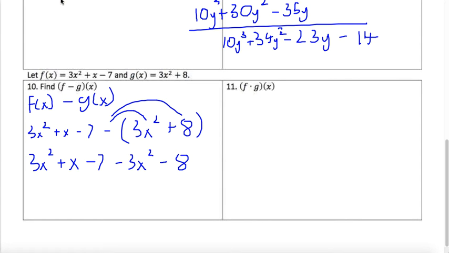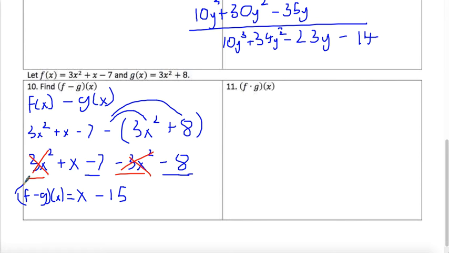We have a positive 3x squared and a negative 3x squared. So those simply go to 0. Those are additive inverses, as the grown-ups would say. And negative 7 minus 8 is negative 15. So this is f minus g of x equals x minus 15.